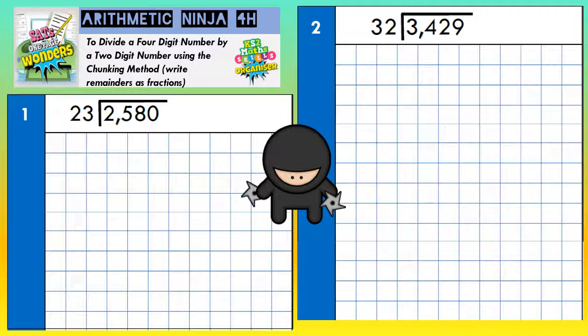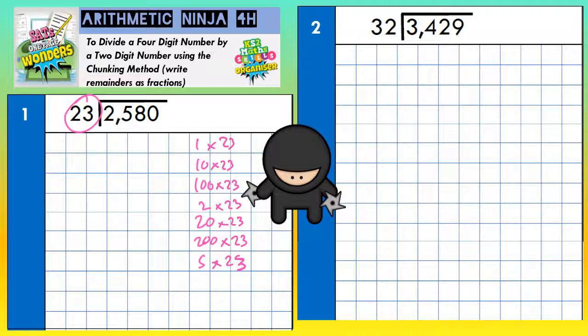So we always do the same chunks. We do 1 lot, 10 lots, 100 lots, 2 lots, 20 lots, 200 lots, and 5 lots. If you practice doing that and do the same chunks every time, you'll get it right. Now, we're dealing with chunks of 23 because that's what we're dividing by. So we want 1 23, 10 23s, 100 23s, 2 23s, 20 23s, 200 23s, and 5 23s.